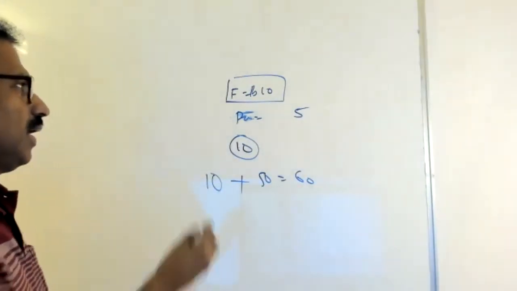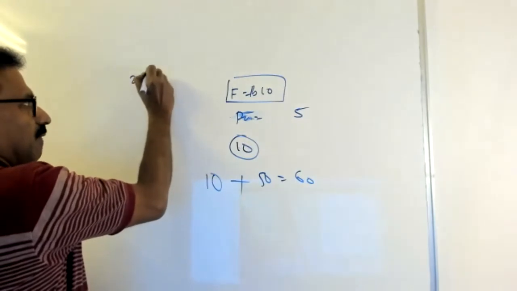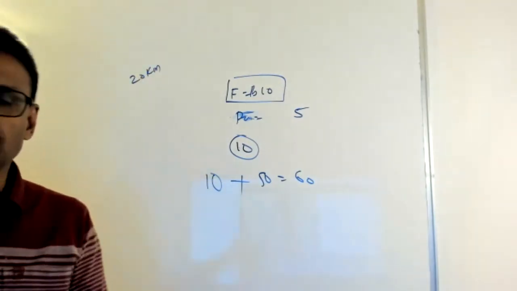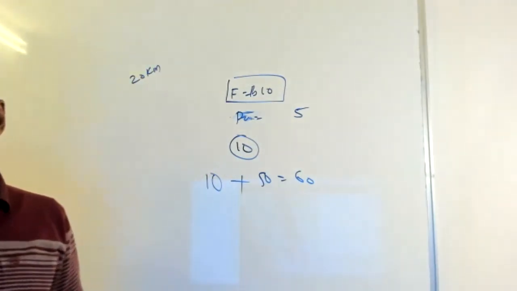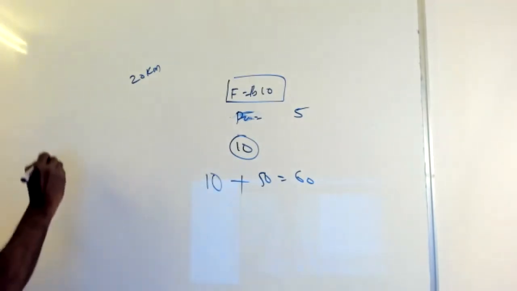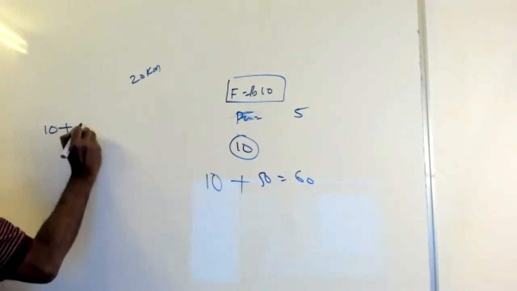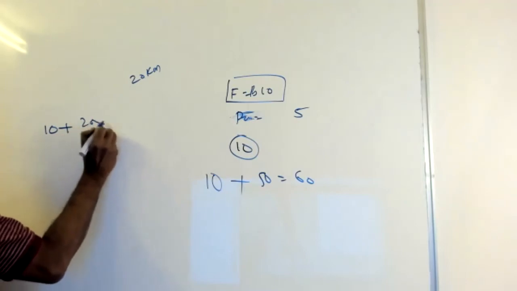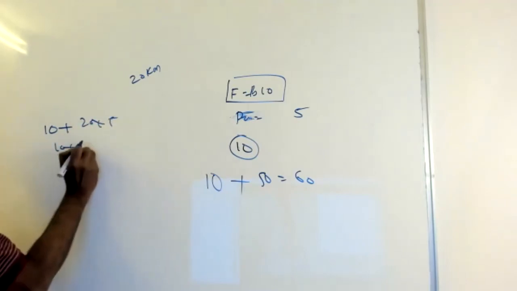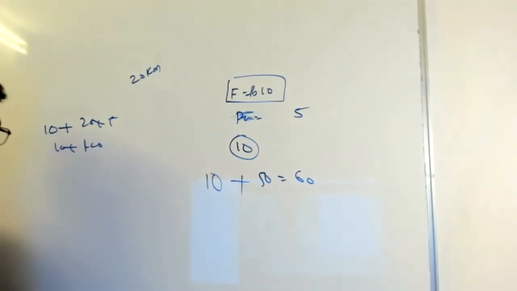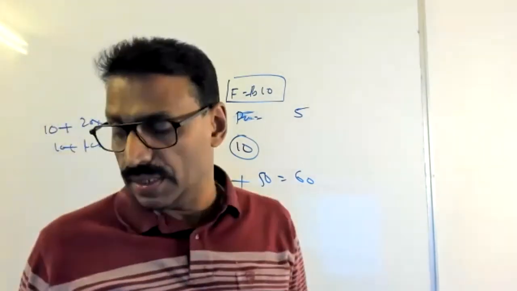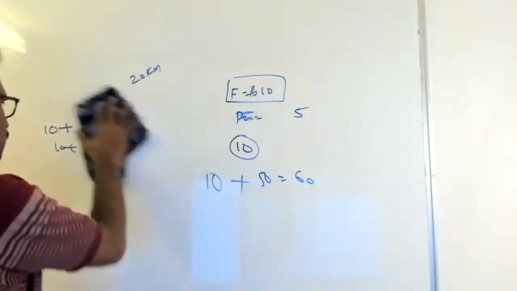Suppose you travel 20 kilometers. How much do you have to pay? 110. 100 plus 10, plus 20 into 5. So that is 10 plus 100. That is 110 you have to pay. Then only you can travel. Okay. Now come back to the question.